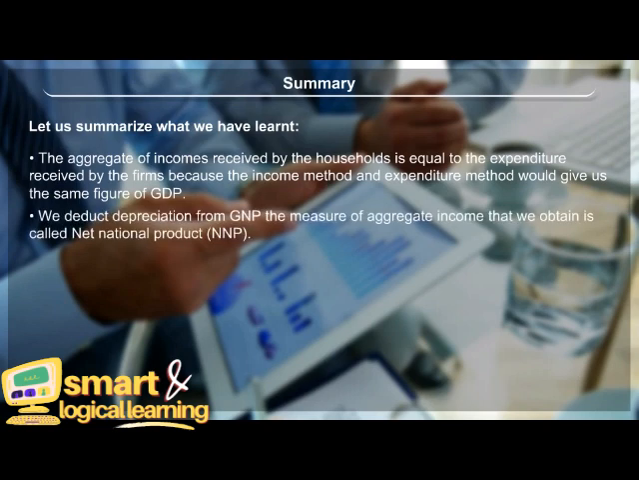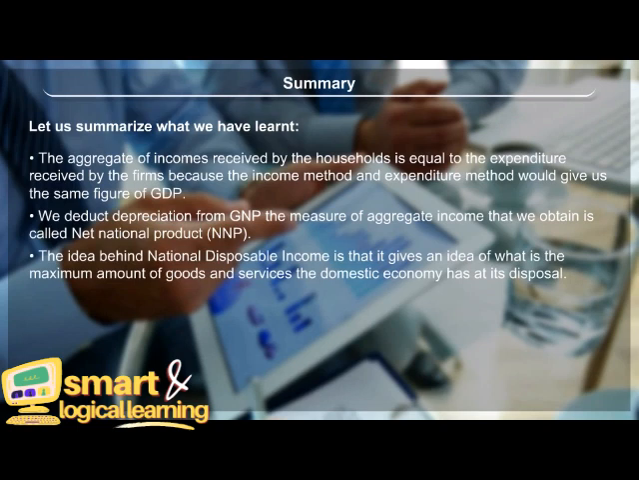We deduct depreciation from GNP. The measure of aggregate income that we obtain is called Net National Product, NNP. The idea behind national disposable income is that it gives an idea of what is the maximum amount of goods and services the domestic economy has at its disposal.